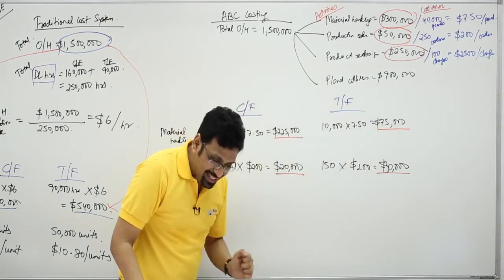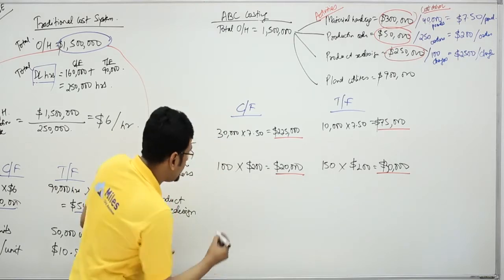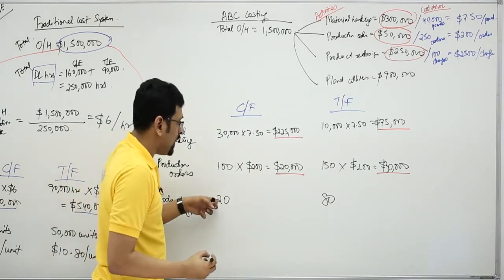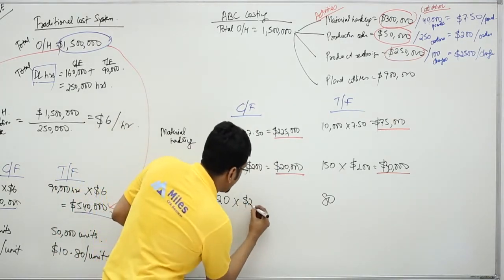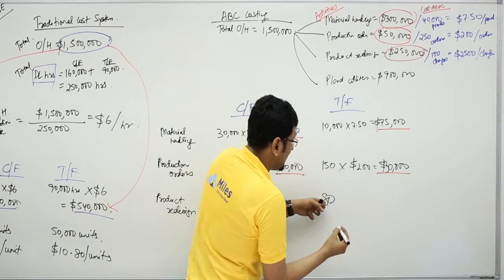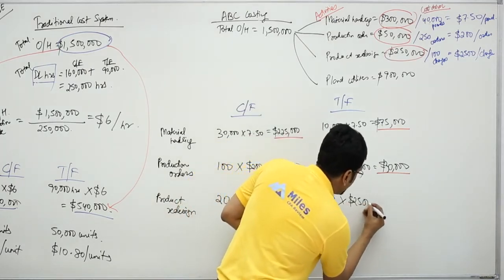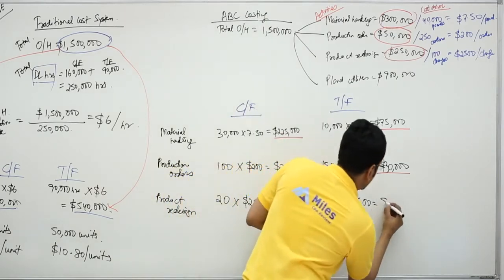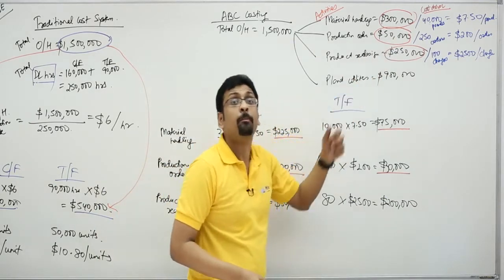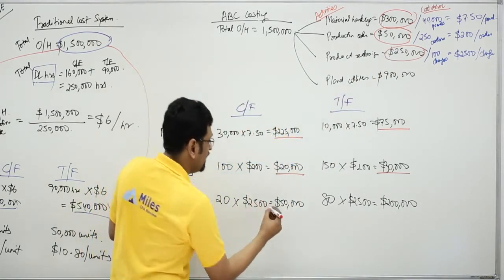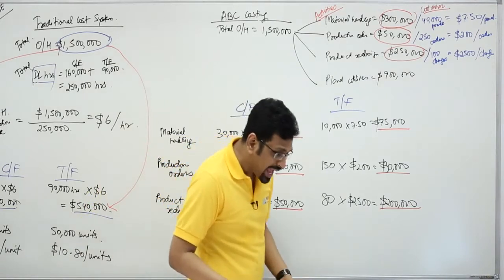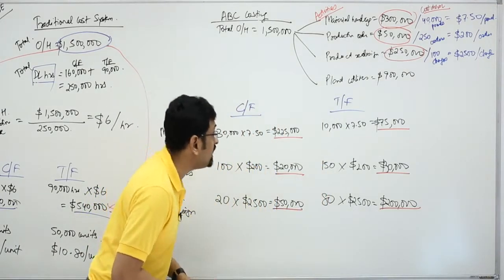Now we said that ceiling fan had only 20 changes, whereas table fan had a lot of design changes. So ceiling fan would have 20 changes into 2,500 per change, gives us $50,000. And table fan, they've got 80 changes into 2,500 per change, which gives us $200,000 for them. So this $250,000 of product redesign is allocated between ceiling fan $50,000 and table fan $200,000.